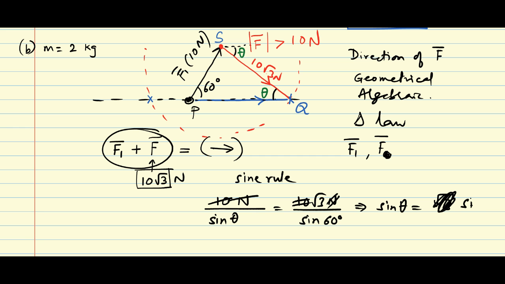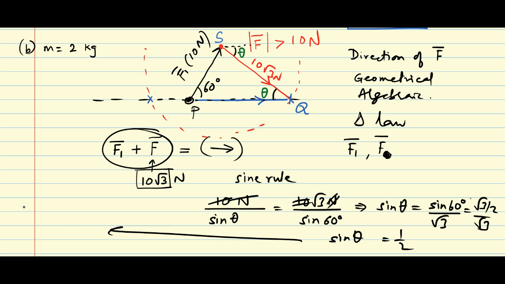So sine theta equals sine 60 degrees divided by root 3. Now sine 60 is root 3 by 2. Okay, root 3 by 2 divided by root 3, and simplified it becomes half. Now sine theta is half. So one possibility, of course, I'll write it here, theta is 30 degrees.